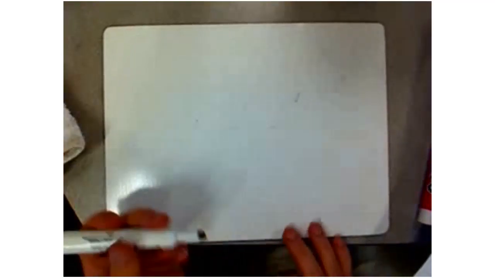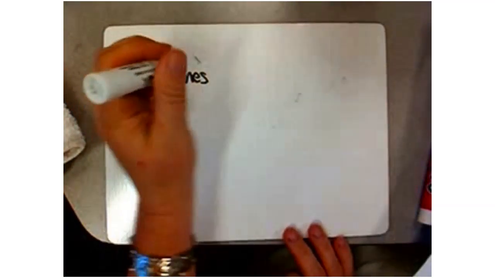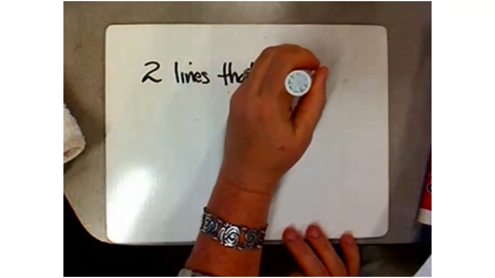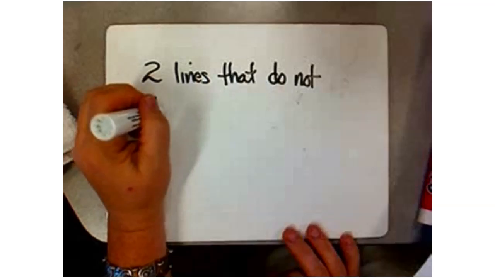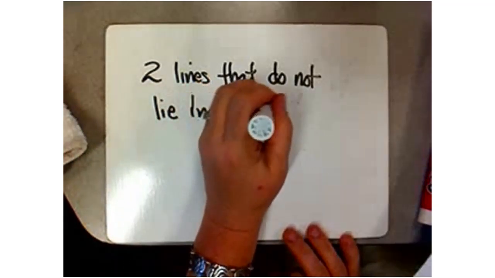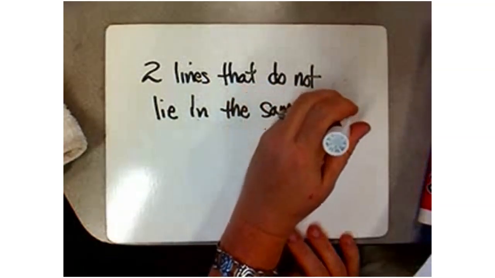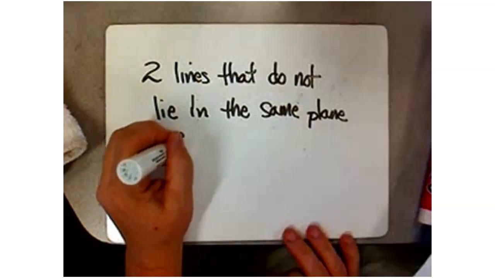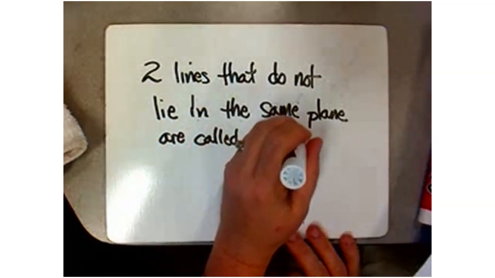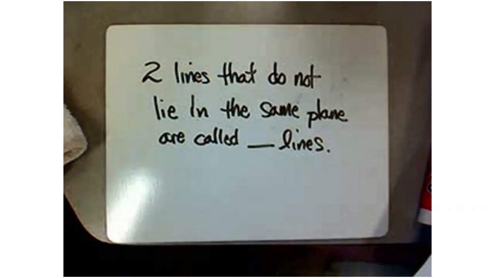Okay, complete the following statement. Two lines that do not lie in the same plane are called blank lines. You have some choices. So two lines, they do not lie in the same plane.